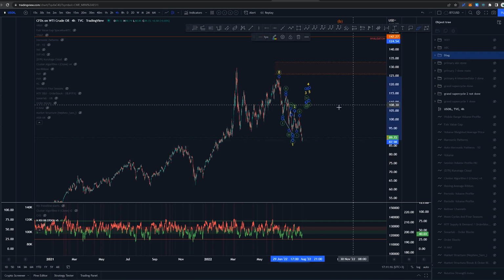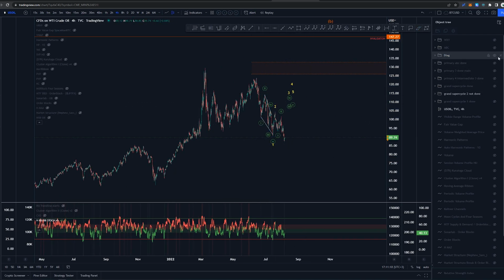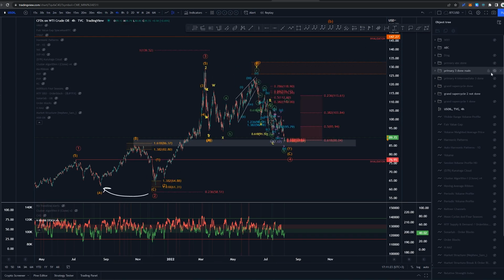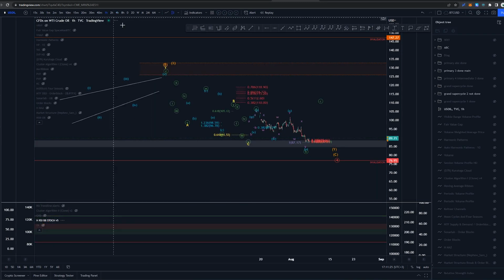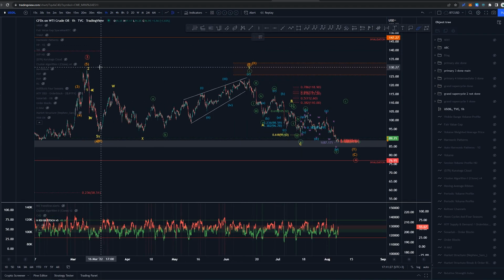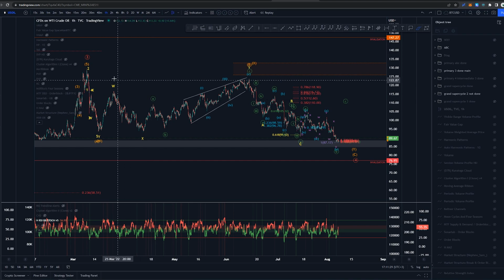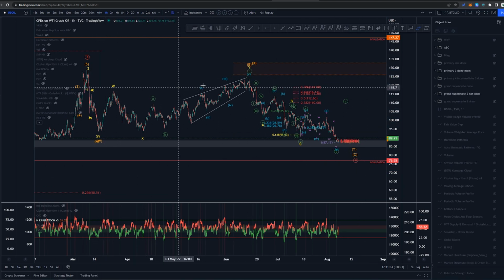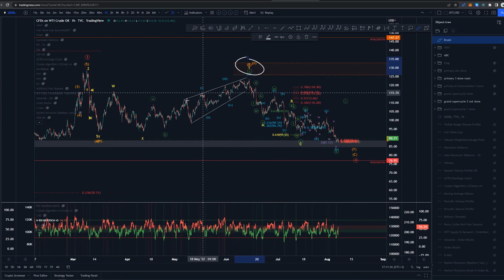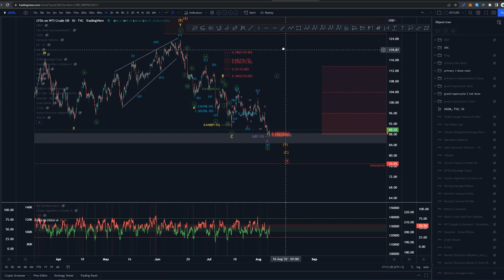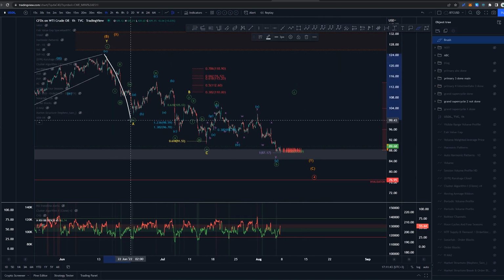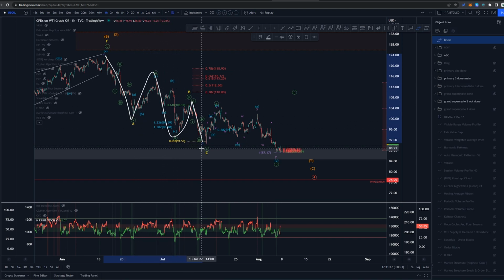Now, I already introduced the diagonal count here, so that has no need. Then we have the count in which this one is. So overall, we would have again that third of primary up here, and then we were looking for a 3-way pullback for that wave 4. In here again, B or X wave, and then we were looking for a 3-way correction downwards. This would give us a wave, then a very weird looking B wave, and then C wave.